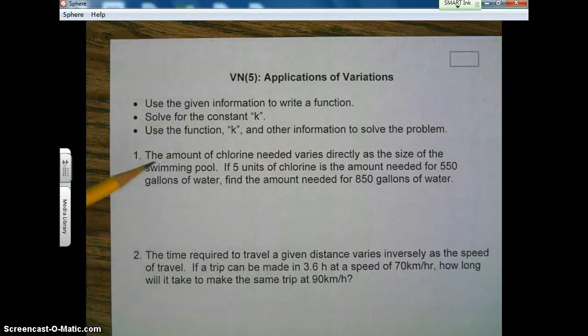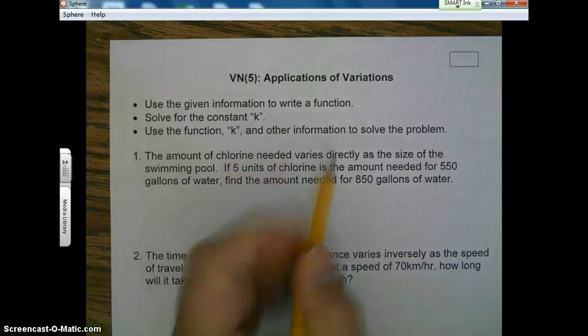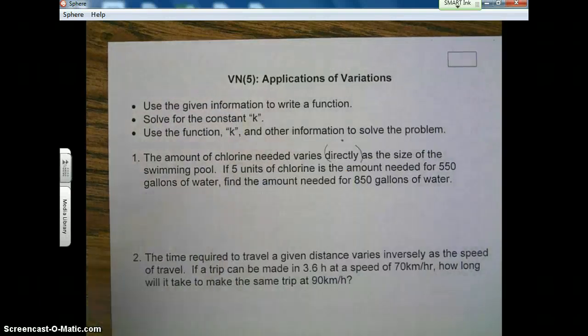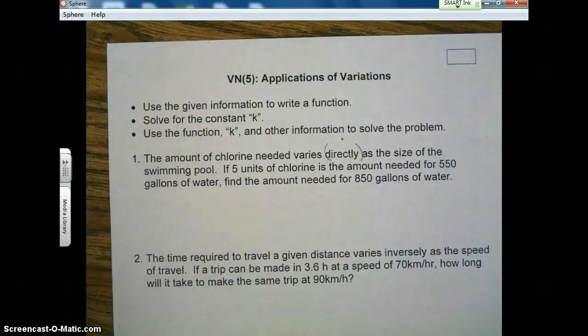The amount of chlorine needed varies directly. Remember, directly means multiply. As the size of the swimming pool. If 5 units of chlorine is the amount needed for 550 gallons of water, find the amount needed for 850 gallons of water. Okay, so first thing we need is we need to define our variables.